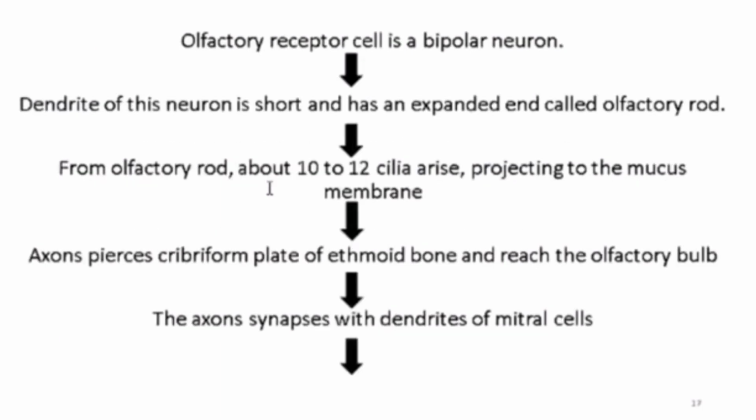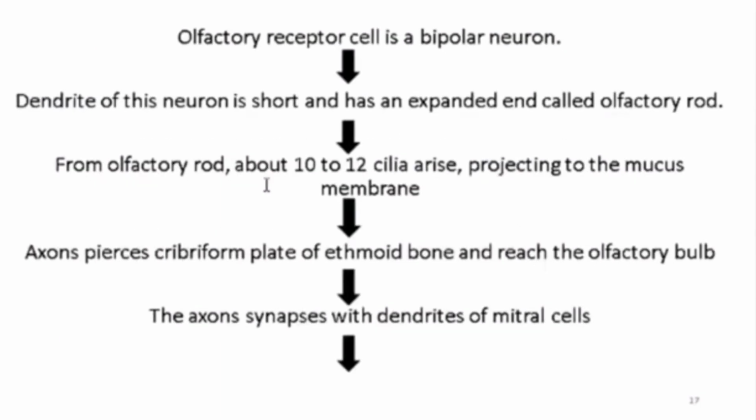So, you can write this pathway at least now. The olfactory receptor cell is a bipolar neuron. The dendrite of this neuron is short and has an expanded end called the olfactory rod. From the olfactory rod, around 10 to 12 cilia arise and project into the mucous membrane. The axons of the olfactory receptor cell pierce the cribriform plate of the ethmoid bone and reach the olfactory bulb.